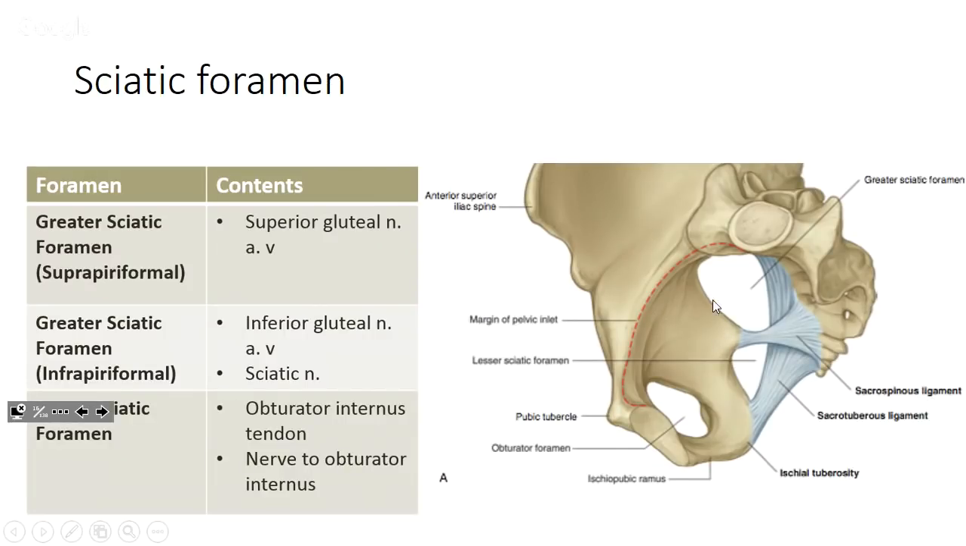Sciatic foramen, so you can see it's divided into two components, the greater and lesser. And in the greater, you've got the superior gluteal nerve that goes out from there, and the inferior gluteal nerve that goes below the piriformis. So the piriformis divides it into two parts, yeah? Yeah, and then the inferior, you've got these nerves as well.